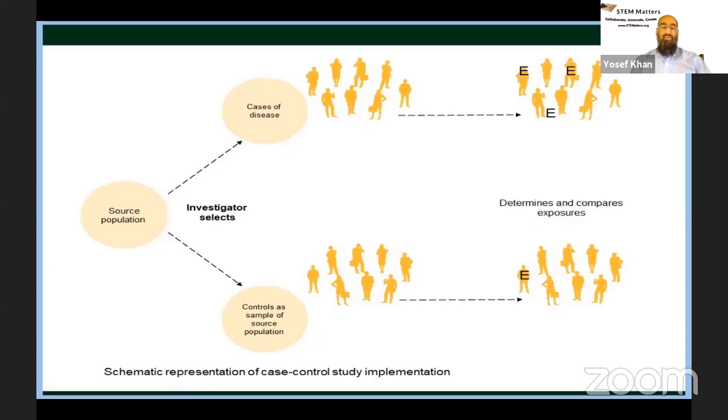Case control studies are set up in a very similar manner, where we take individuals within our source population, individuals who have the disease that we're focused on, individuals who don't have the disease, and then we examine those individuals based on who was exposed and who wasn't exposed.